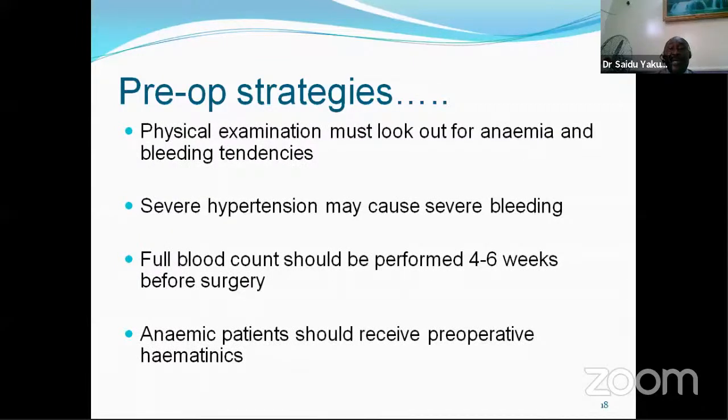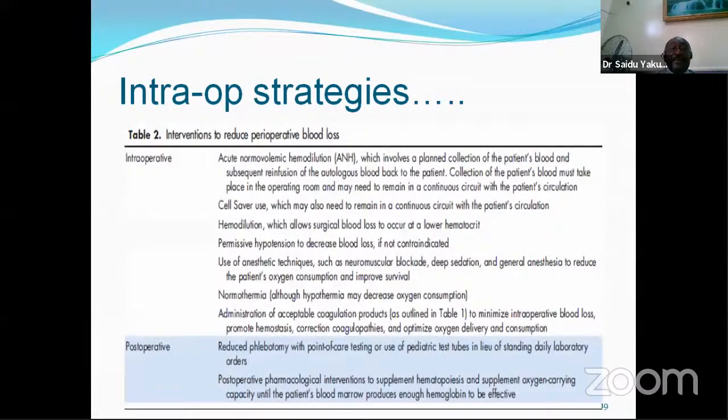Physical examination will look out for anemia and bleeding tendencies. Severe hypertension may cause severe bleeding, therefore it has to be controlled. A full blood count should be performed 4 to 6 weeks before surgery, as I mentioned earlier, so that one could administer hematinics. An anemic patient should receive preoperative hematinics.